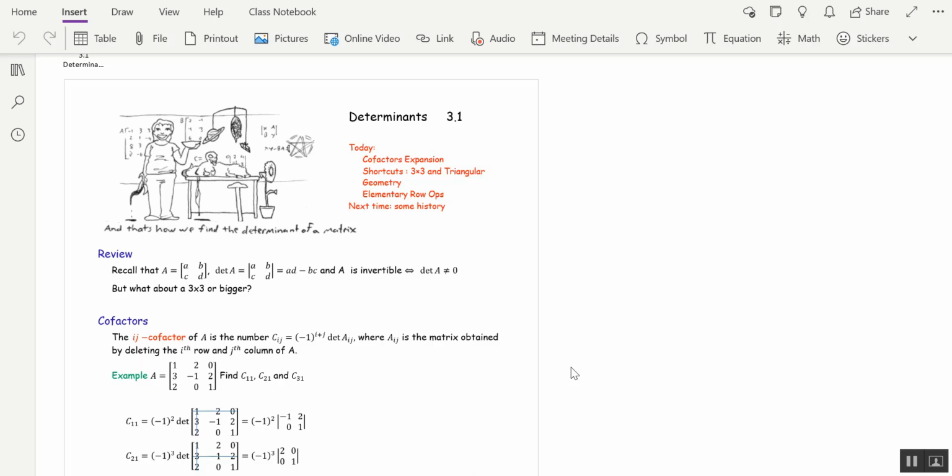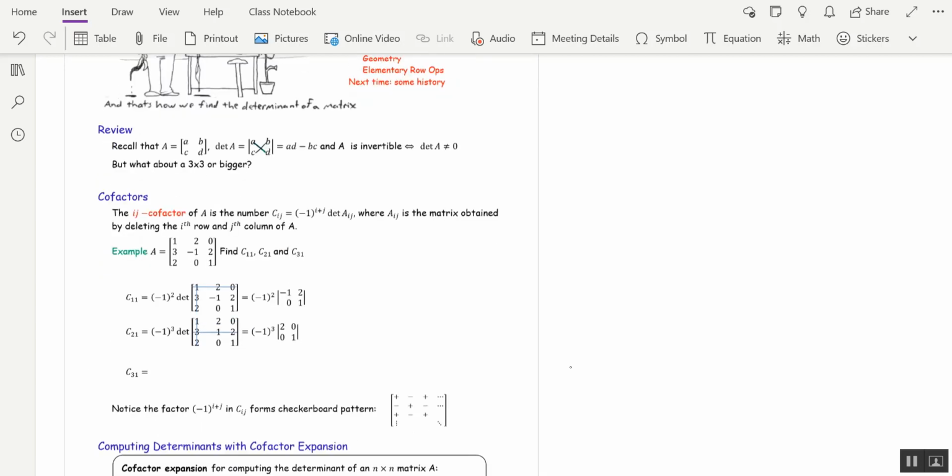Welcome to section 3.1, the section on determinants. Recall that for a 2x2 matrix, the determinant is the product of the entries on the main diagonal minus the product of the entries on the non-main diagonal. But what about if your matrix is 3x3 or bigger? So we need a more general formula for finding the determinant. And we're going to get there in steps, and the formula is going to seem a little mysterious at first.